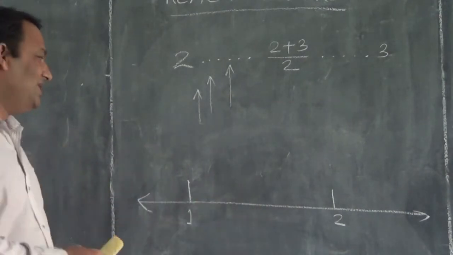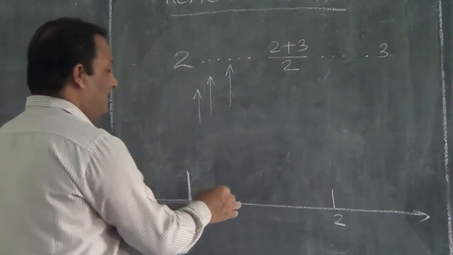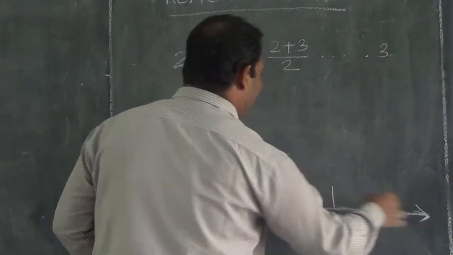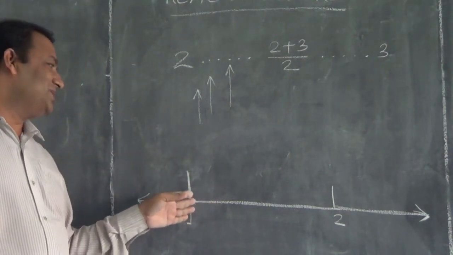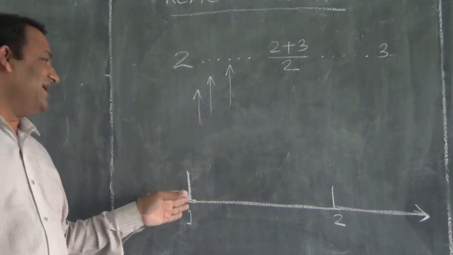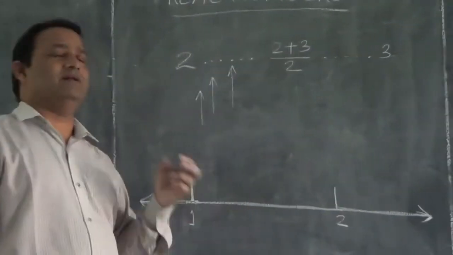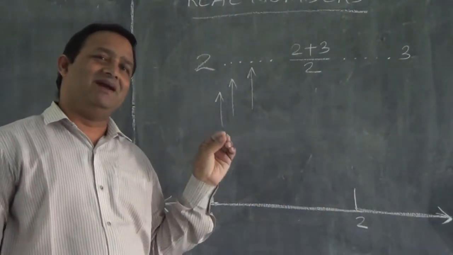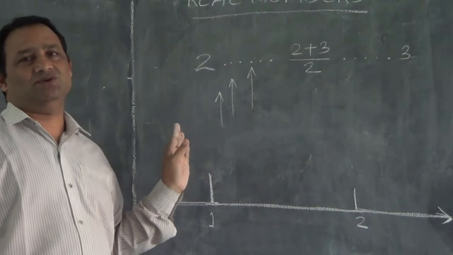Also, there are infinitely many irrational numbers. So we can represent a rational number here. We can also represent one irrational number here. We can represent a rational number here. We can also represent one irrational number here. So between two given rational numbers, there are infinitely many rational numbers. There are infinitely many irrational numbers also.